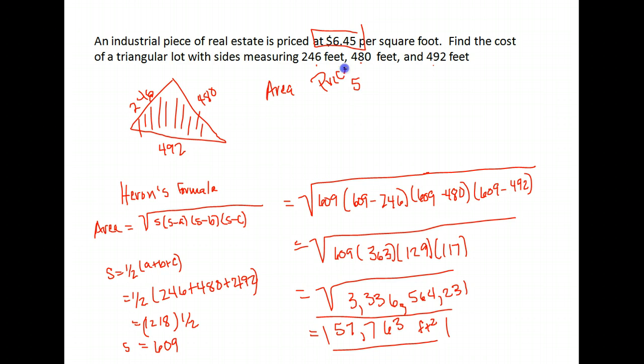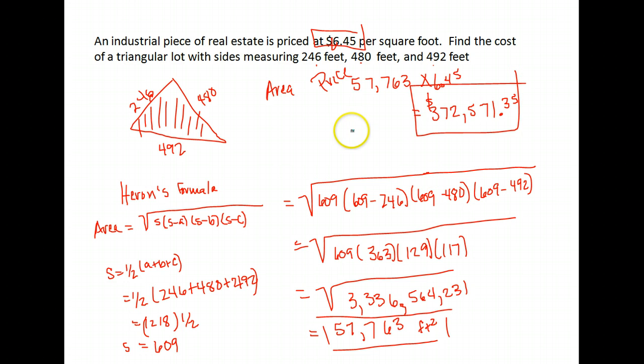So to find the price, I'm going to take the area times the price per square foot, and I will have my answer. 57,763 times $6.45 gives me a price of $372,571.35. I could not afford it, but I'm sure there's someone out there who can. Okay, so that is how we would do this application of finding areas of triangles.